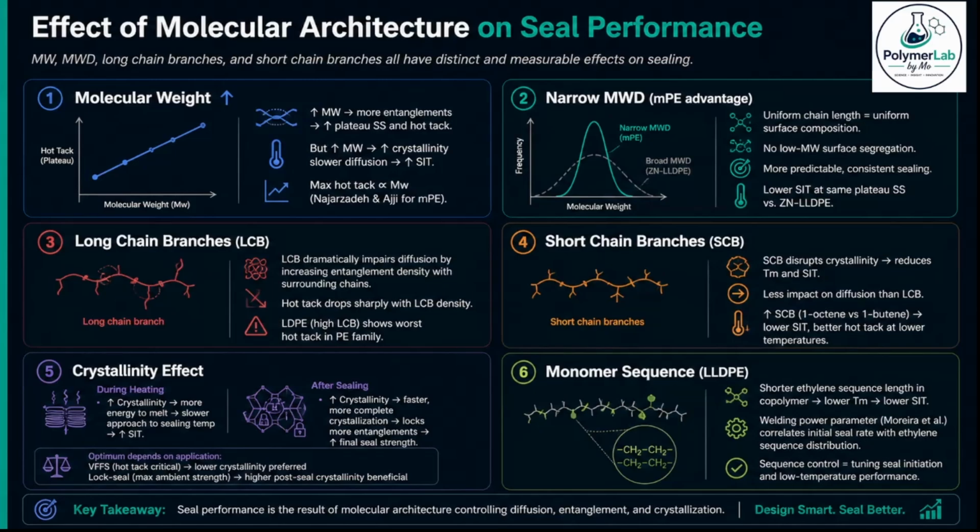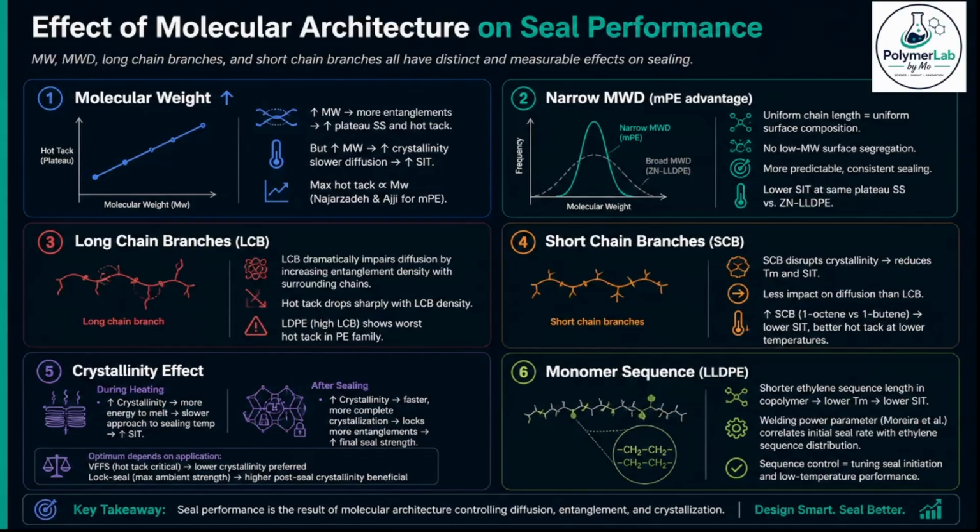Increasing molecular weight increases plateau seal strength and hot tack plateau because longer chains form more entanglements per chain once they cross the interface. But increasing molecular weight also raises the seal initiation temperature because higher molecular weight chains need more thermal energy to reach sufficient mobility for diffusion. Researchers showed a linear relationship between maximum hot tack strength and molecular weight for metallocene LLDPE, a clean, predictable relationship that doesn't exist for conventional polyethylene because of the surface segregation effect.